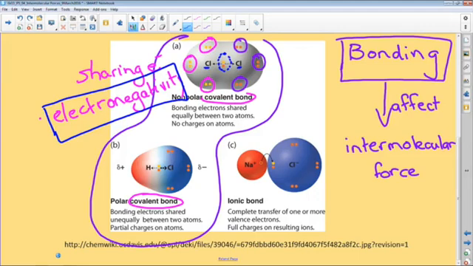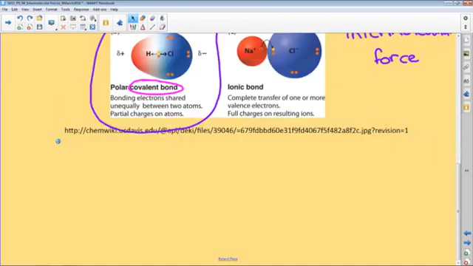So there is no way that they are going to have a pull of electrons to one side or the other. And hence, this was called a non-polar covalent bond. The bonding electrons are shared equally. Okay? Now, if you look a little bit further down here, let's just do that. I've got some space.